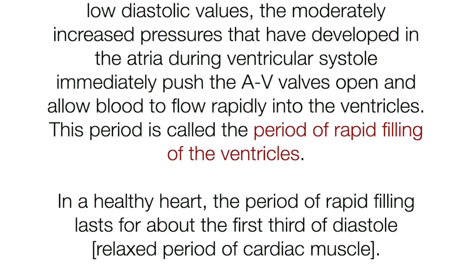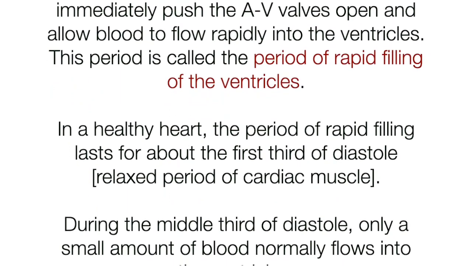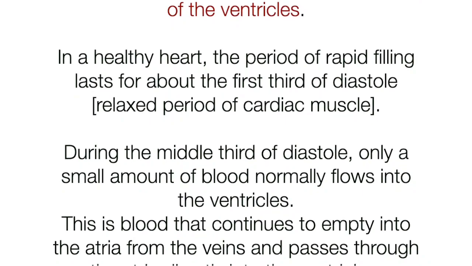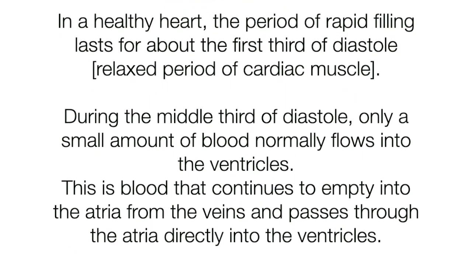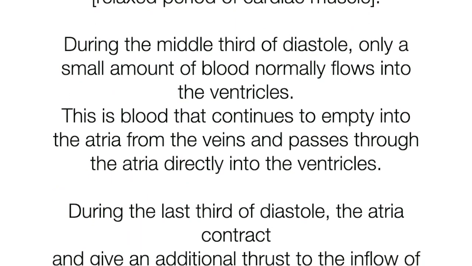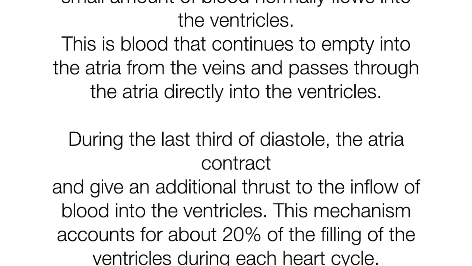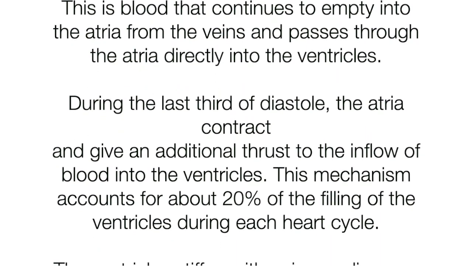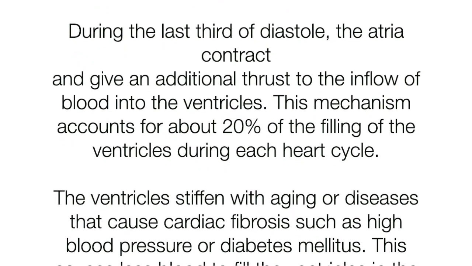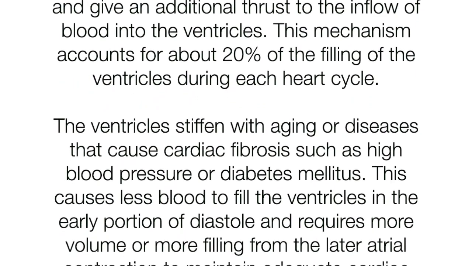This period is called the period of rapid filling of the ventricles. In a healthy heart, the period of rapid filling lasts for about the first third of diastole, that is the relaxed period of cardiac muscle. During the middle third of diastole, only a small amount of blood normally flows into the ventricles. This is blood that continues to empty into the atria from the veins and passes through the atria directly into the ventricles. During the last third of diastole, the atria contract and give an additional thrust to the inflow of blood into the ventricles. This mechanism accounts for about 20% of the filling of the ventricles during each heart cycle.